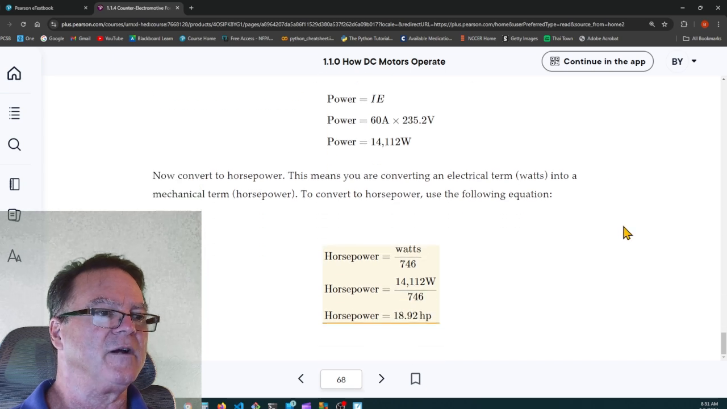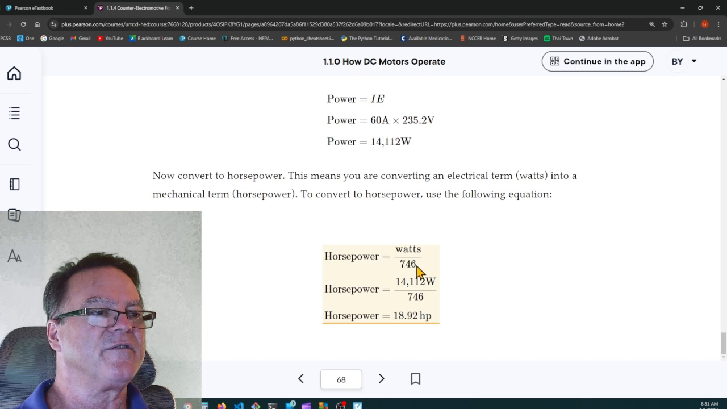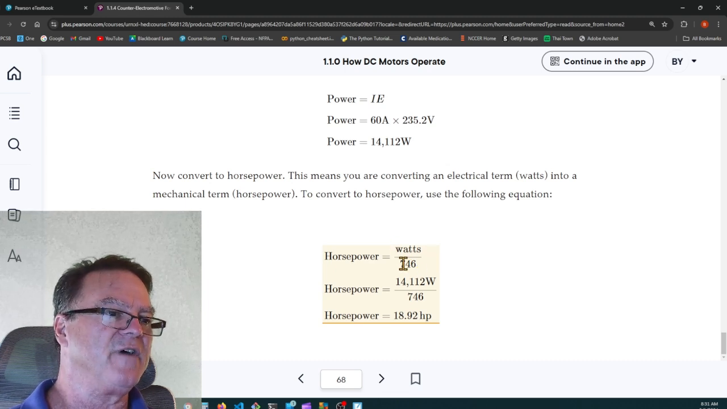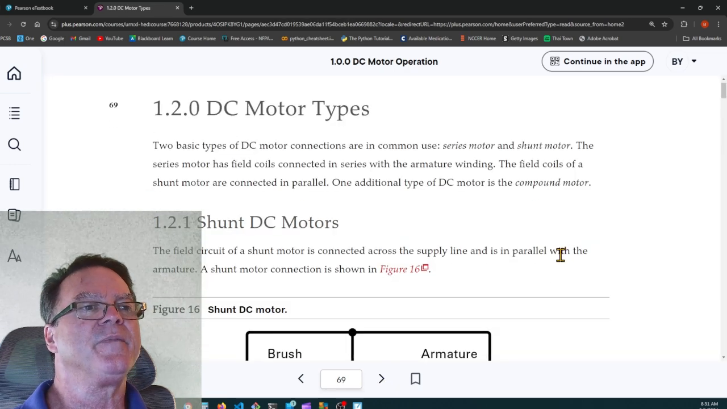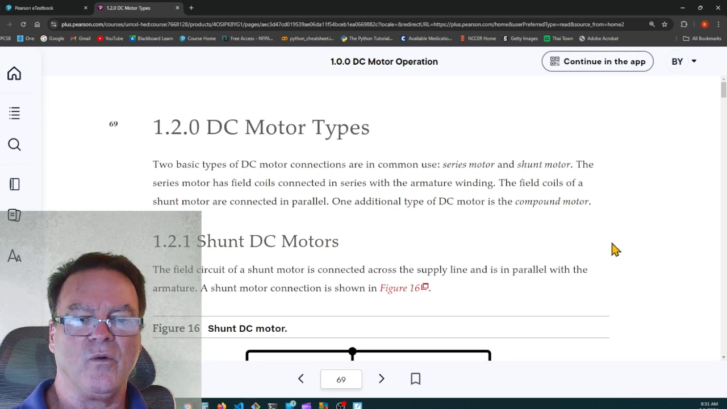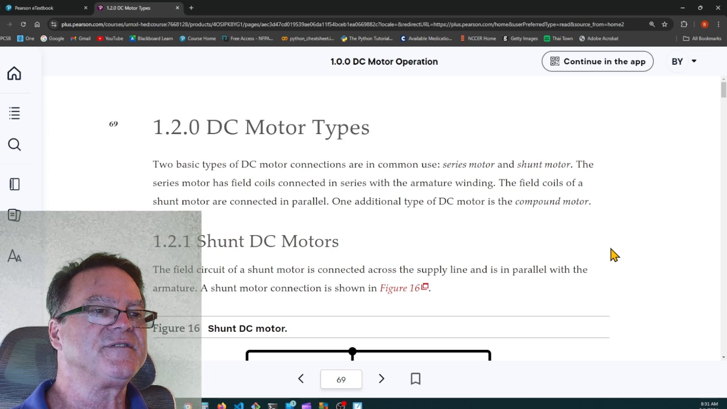Anyway, all right. Horsepower is 746. 746 watts equals 1 horsepower. So you take the watts and divide by 746, and it'll tell you the horsepower of that motor. All right. DC motor types. We have shunt and we have series.